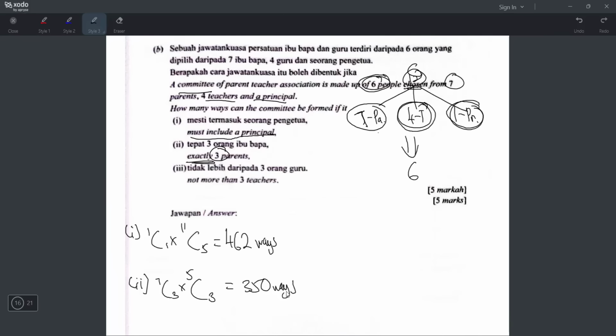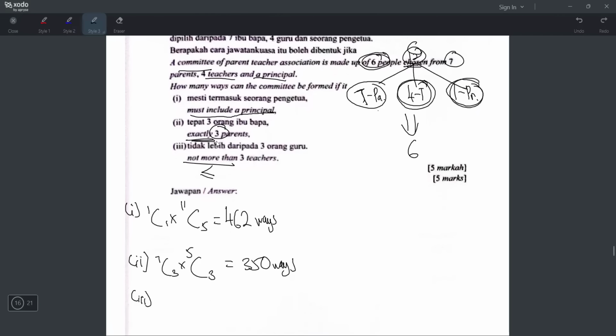For the last question, they say not more than 3 teachers. Not more than means it has to be less than or equal to 3 teachers. So imagine if I want not more than 3 teachers, it means you have to get 3 teachers. But to make up 6 people, you have to add 3 more, because you have 3 teachers already. So the other 3 will be what? Parents or principal. So this one I'll write PA or PR. That's the first option: 3 teachers and then the other 3 are parents or principal.